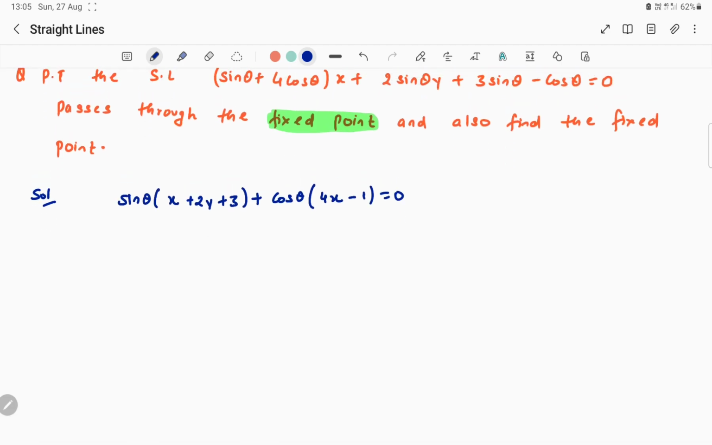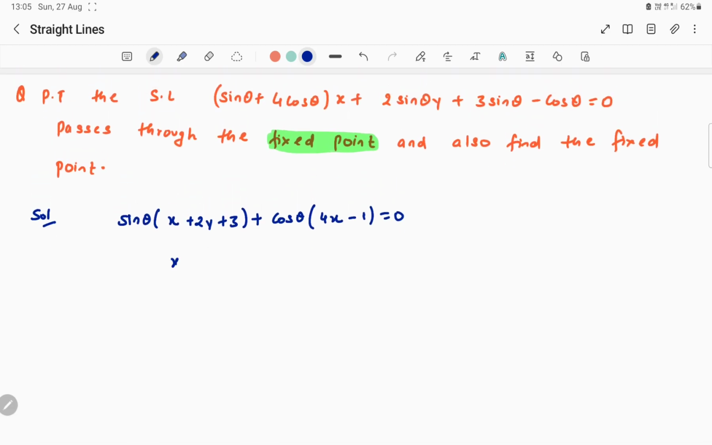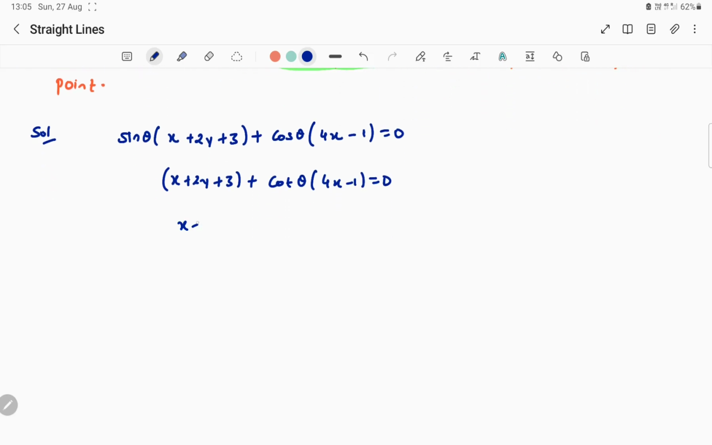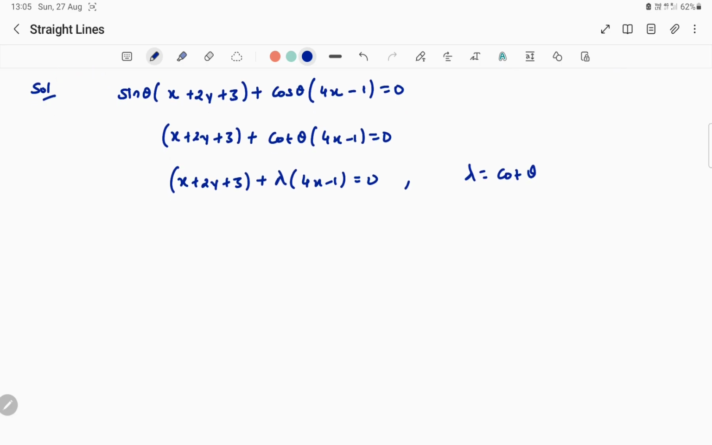Let's say I divide by sine theta. Okay. So what I get is x plus 2y plus 3 plus cot theta into 4x minus 1 equal to 0. Or we can write here what? x plus 2y plus 3 plus some lambda times 4x minus 1 equal to 0, where lambda is cot theta, which is a parameter. So you can see now it has come in the form of L1 plus lambda L2 equal to 0.